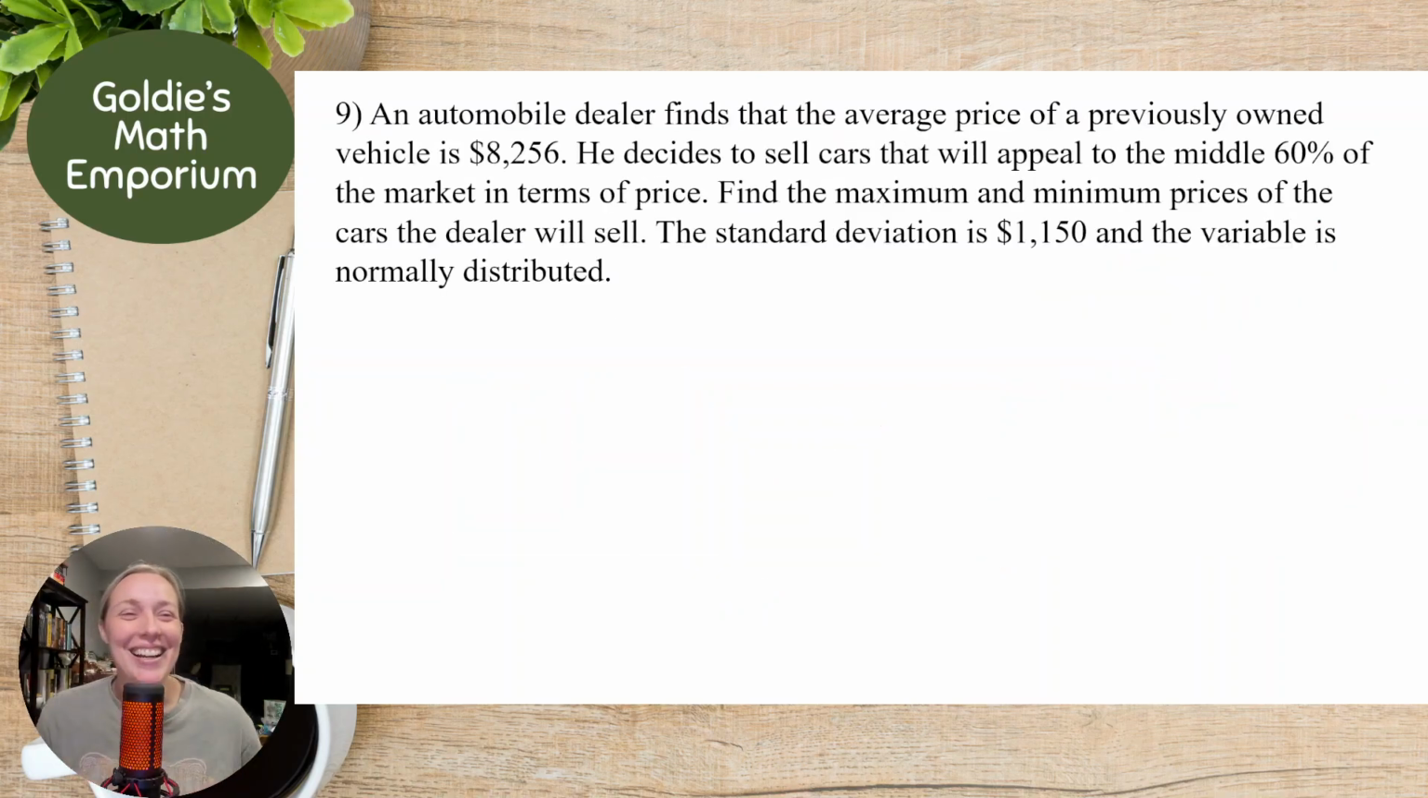Okay. Last question. An auto dealer finds that the average price of a previously owned vehicle is about $8,000, and he wants to sell cars that appeal to the middle 60% of the market in terms of price. So find the min and max price of the cars the dealer will sell. The standard deviation is about 1,000, and the variable is normally distributed.